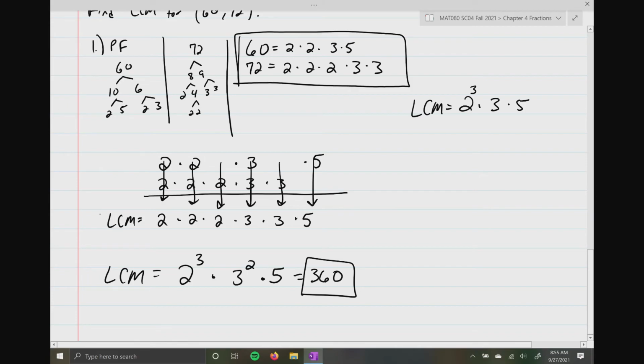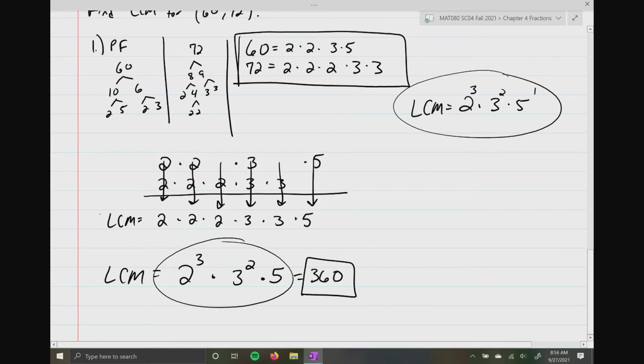Now, for the number 3, well, in the number 60, there's only 1 3. But in the number 72, there's 2 3's. So I know that's going to be a 2. And then for the number 5, the number 60 has 1. The number 72 doesn't have any. So I know that's going to be to the first. So I get the same exact thing.